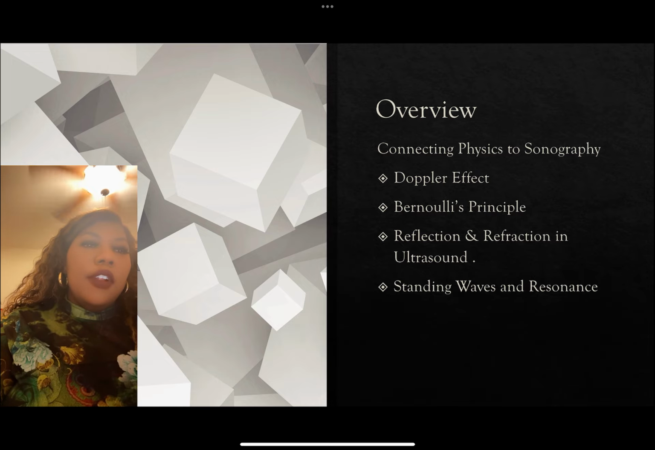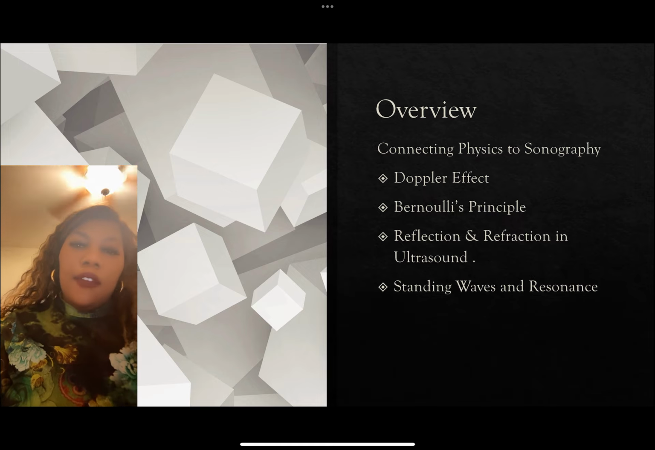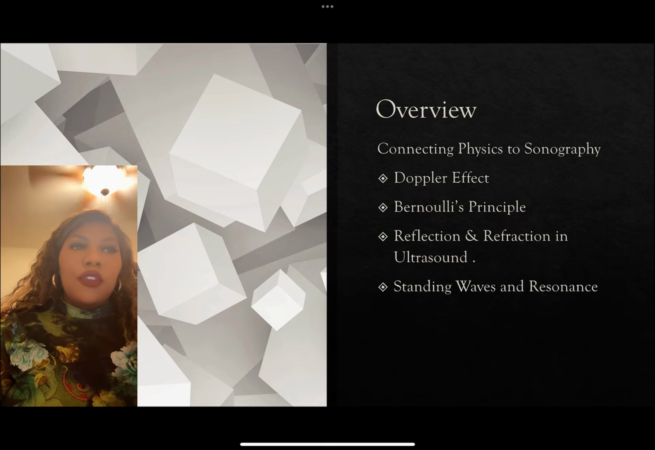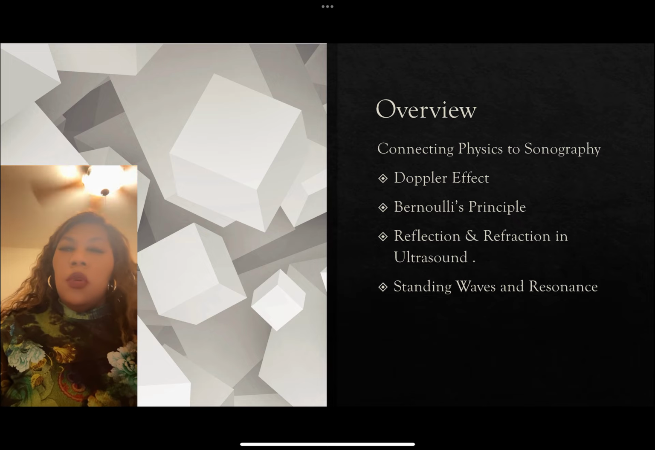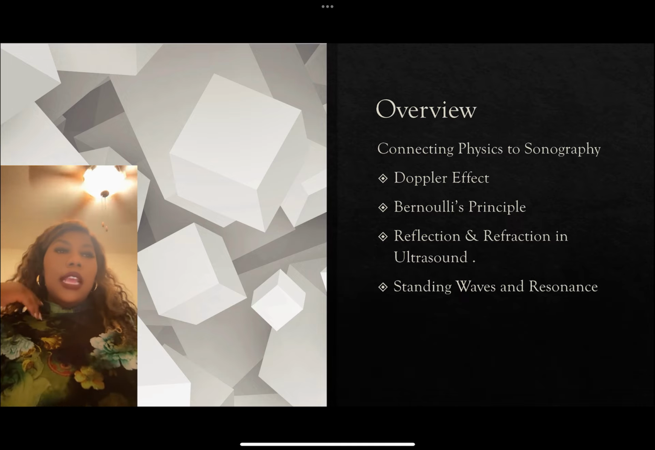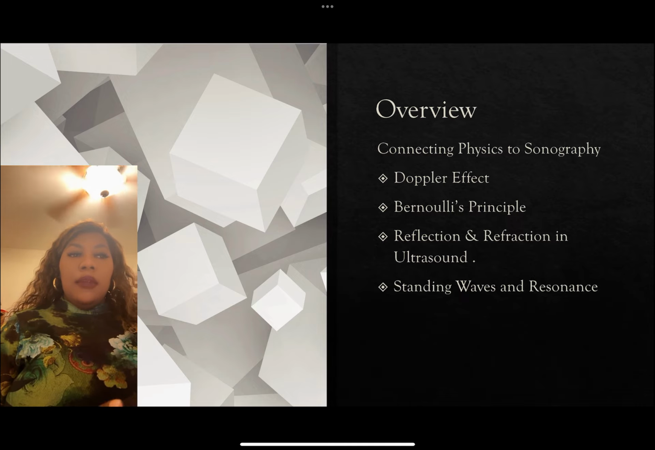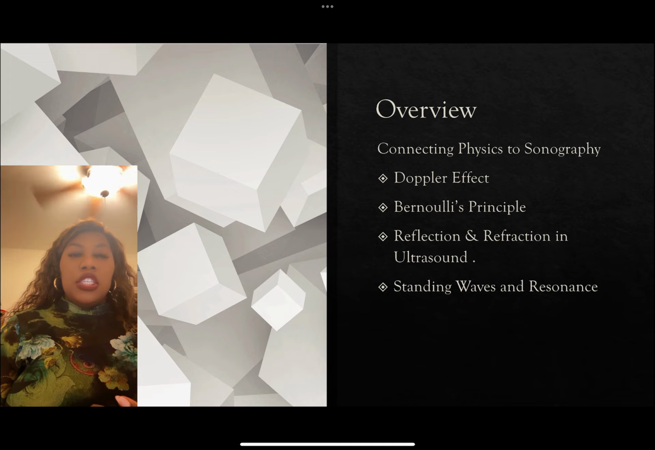So the first thing that we'll be doing is just going over an overview of the items that we'll be discussing. The first item that we'll be talking about today is the Doppler effect. The second item is Bernoulli's principle. The third is reflection and refraction in ultrasound. And the fourth is standing waves and resonance.